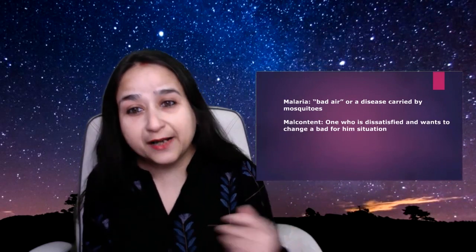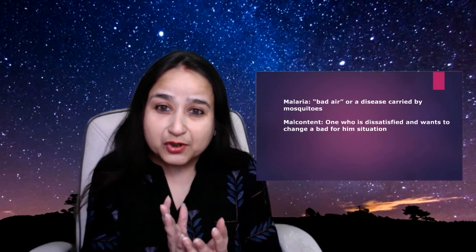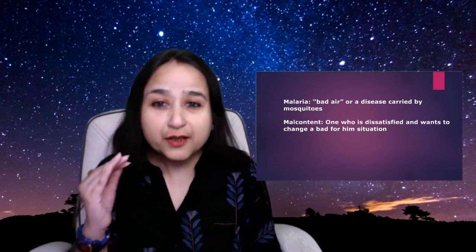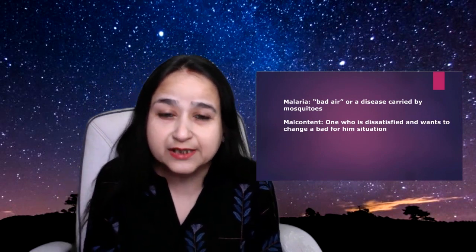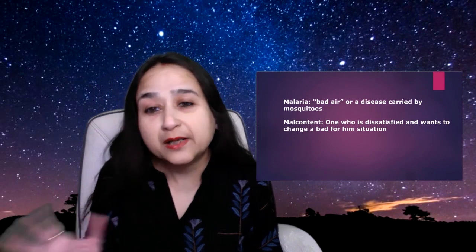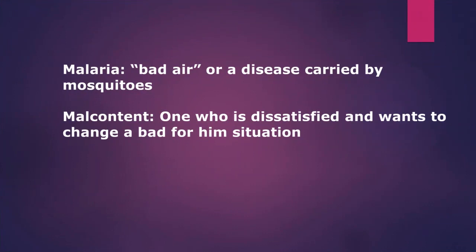Right. Then the next one, malaria. Now mal again is bad, and aria is air, so bad air. So earlier it was understood, when we did not know that it was carried by mosquitoes, etc. So people used to think that malaria is traveling through air, through the bad air, and that's why they called it malaria. Then malcontent. Now malcontent basically means somebody who's dissatisfied.